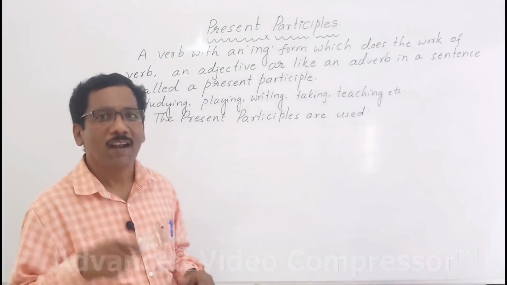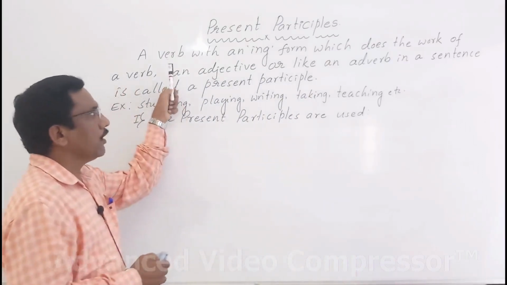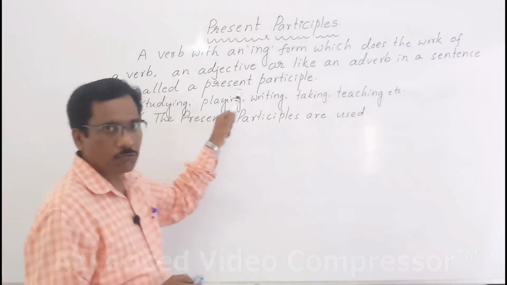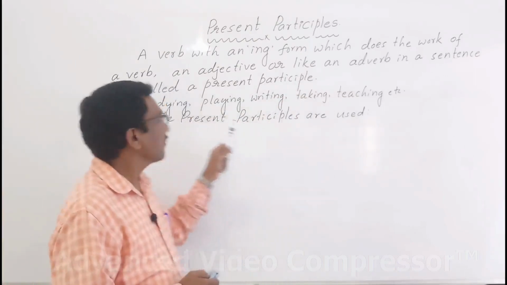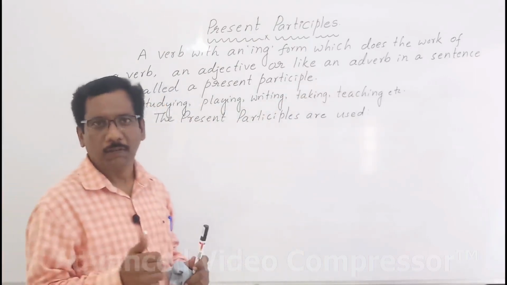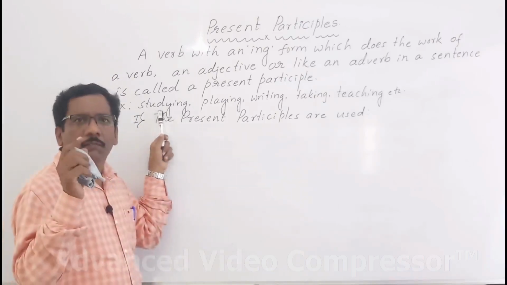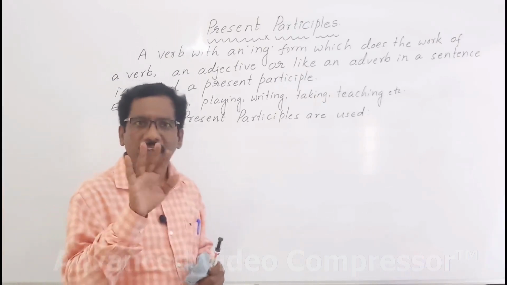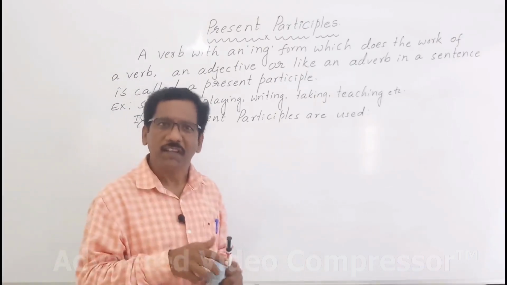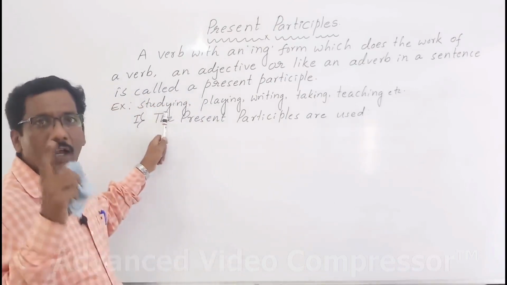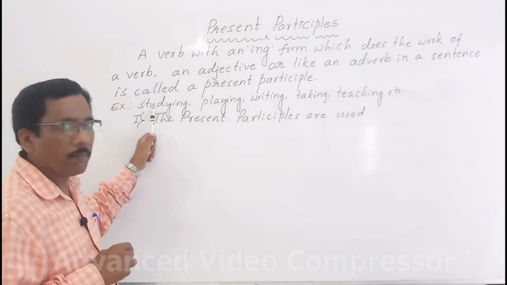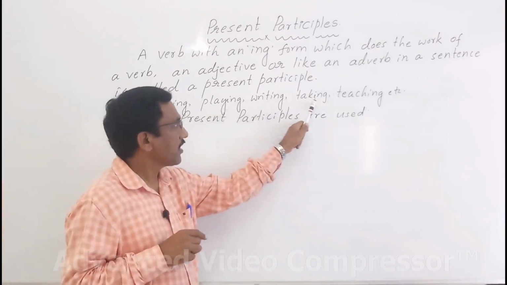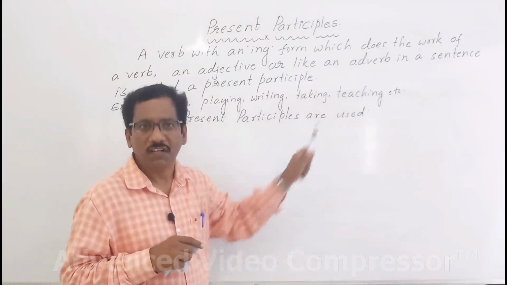Please listen to me and look here. A verb with ing form which does the work of a verb, an adjective, or an adverb in a sentence is called a present participle. See, present participles are nothing but ing forms, and they are basically non-finite verbs in English. See, some ing forms I have written here. For example, studying, playing, writing, taking, and teaching, etc.